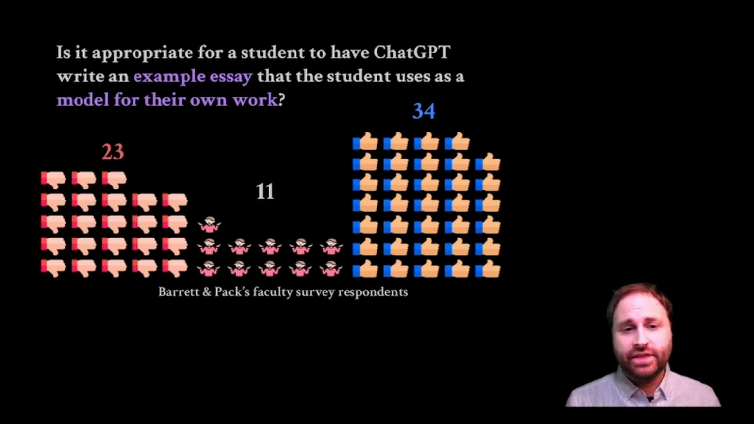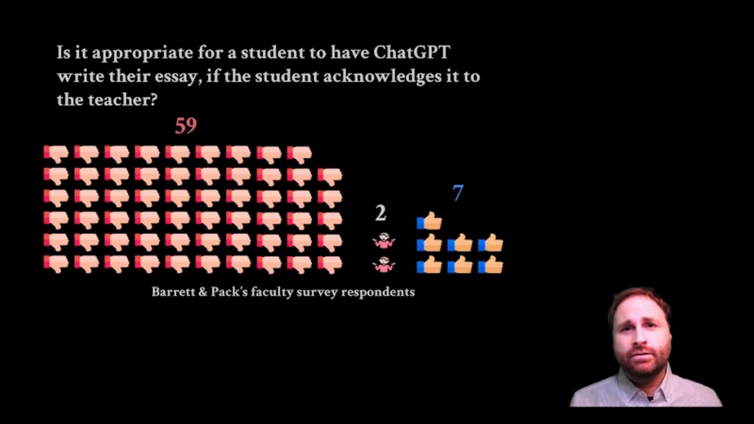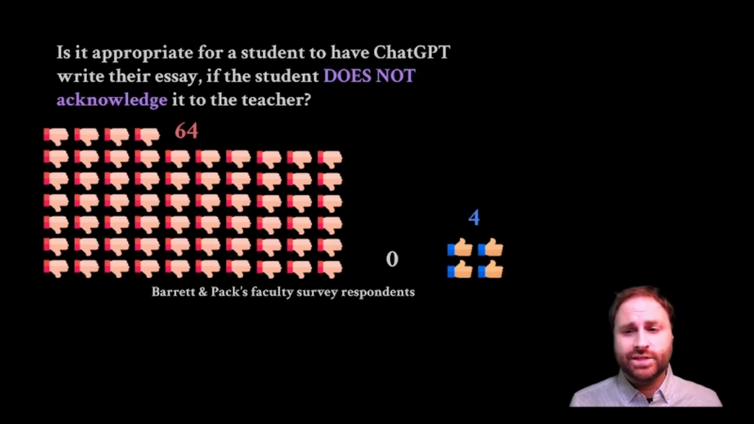Half of the teachers said they thought it would be appropriate for the student to use an essay written by ChatGPT as a model, but the other half said it would not be, or they were unsure. However, most teachers who took the survey stated that it was not appropriate for a student to ask ChatGPT to generate an essay and then hand in what it wrote, even if the student acknowledged it. And if the student did not acknowledge that the essay was generated by ChatGPT, the teachers who took this survey are nearly unanimous that that would be inappropriate.